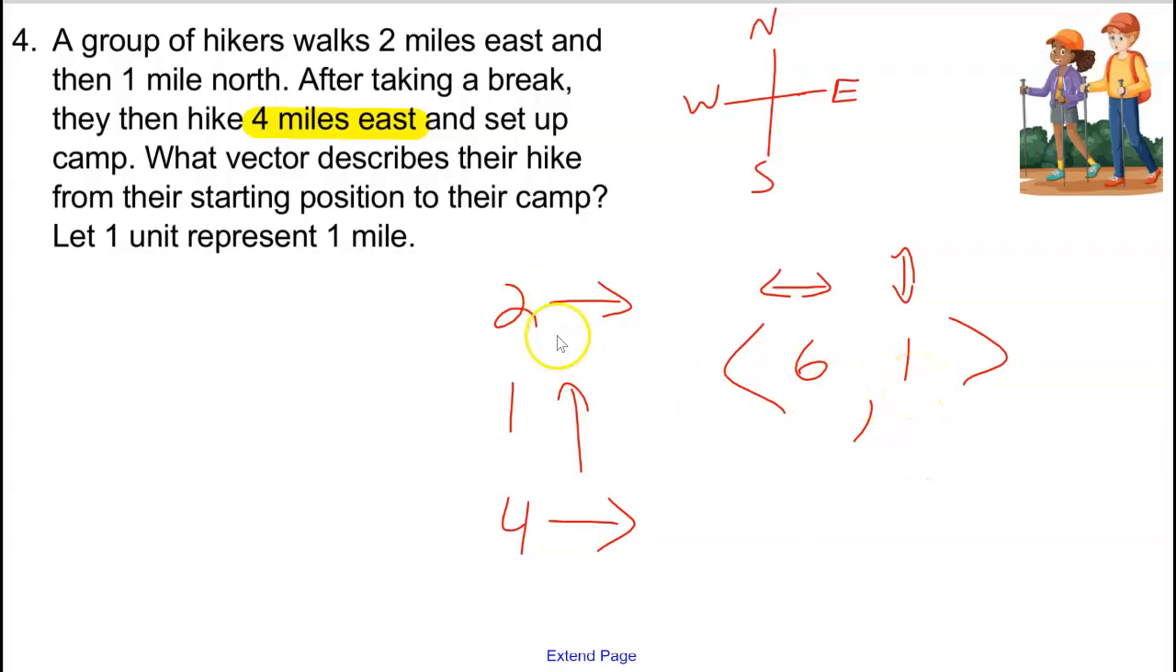You're going to take the 2 and the 4 and add them together to get 6. That's the first number, and it's going to be positive because we're going to the right. And then here we went up 1 mile north, so that's just going to be 1 here. And that's it.